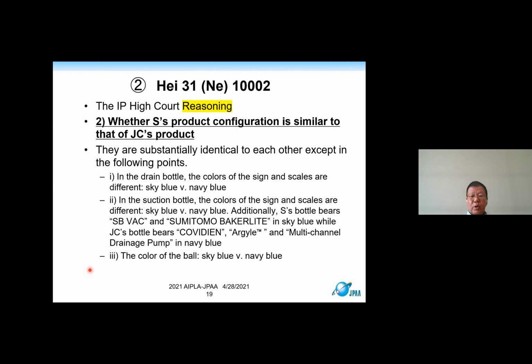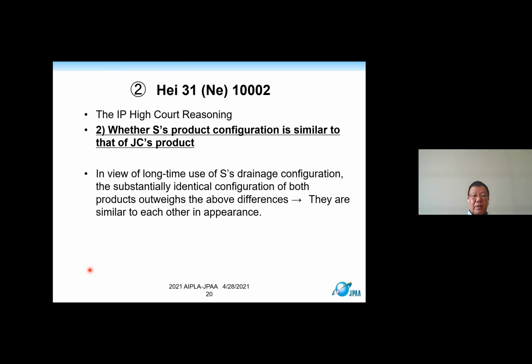Additionally, Sumitomo bottles bear SB back. That's the trademark of Sumitomo. And the Sumitomo Bakelite, that's the trade name of Sumitomo, is in sky blue. While the Covidien bottle bears Covidien, Argyle, that's the trademark, and the multi-channel drainage pump in navy blue. And also the color of the ball is again different, sky blue and navy blue. So there are some differences.